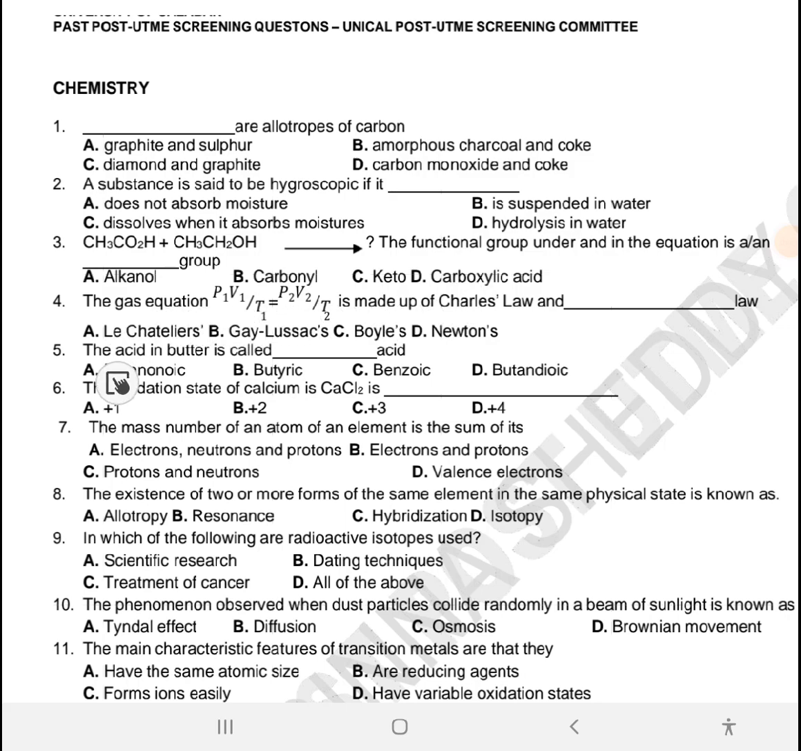Carboxylic acids are organic acids and these organic acids are weak acids. Examples: acetic acid, methanoic acid, ethanoic acid, etc. They are carboxylic acids, if you're jotting down.